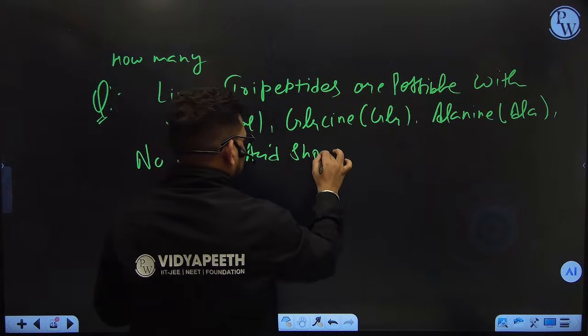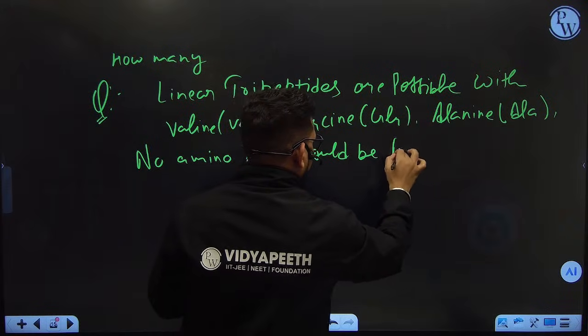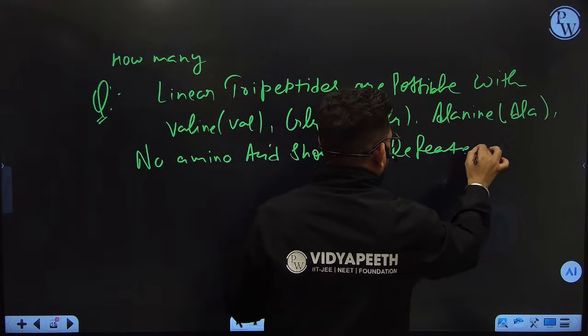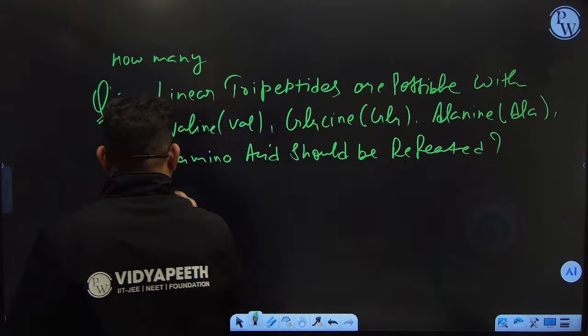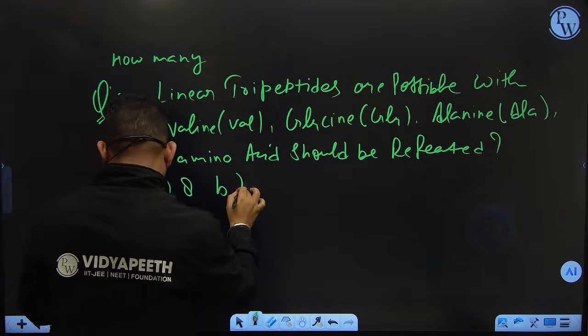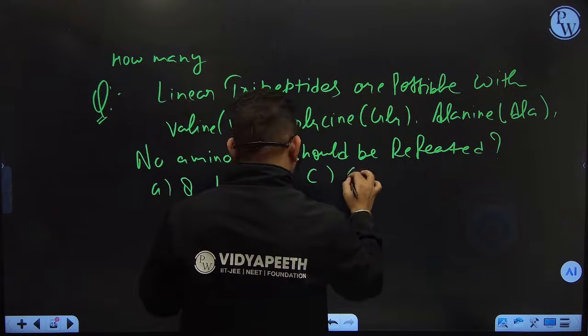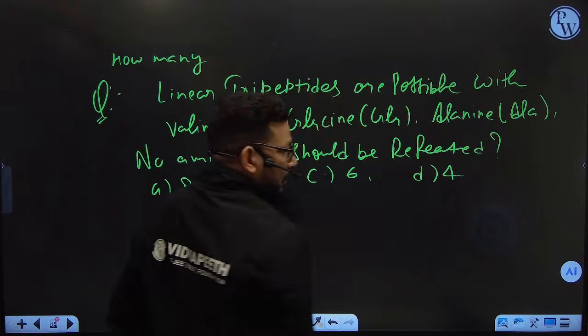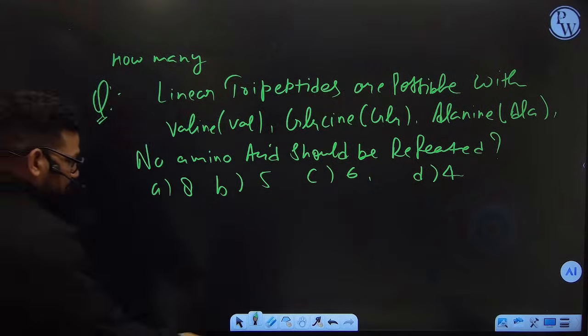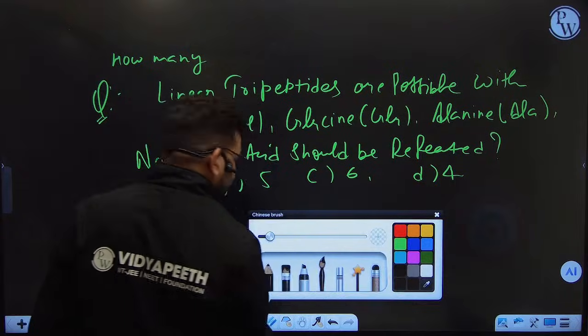Okay, no amino acid should be repeated. That is the one condition. Okay, this is the question. Options are given here: 8, 5, 6 and 4. Now you can go with it. What is the actual intention of the question, what are they going to ask you?